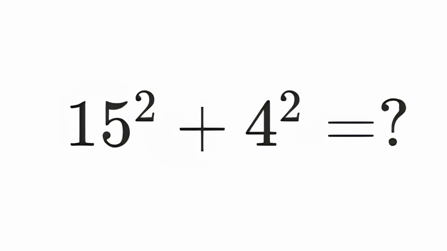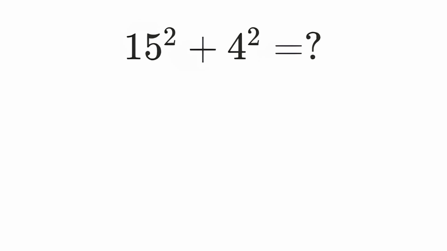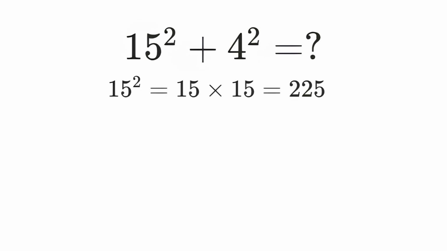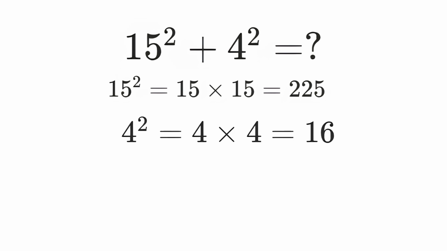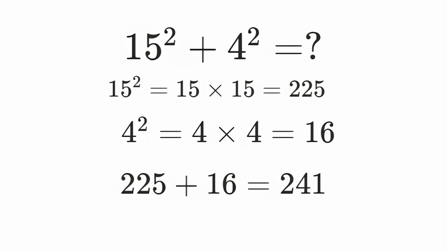Here's your final challenge. You'll need to use everything you've learned so far. What is 15 squared plus 4 squared? First, calculate 15 squared. 15 times 15 equals 225. Now calculate 4 squared. 4 times 4 equals 16. Finally, add the two results together. 225 plus 16 equals 241. So, the correct answer is 241.